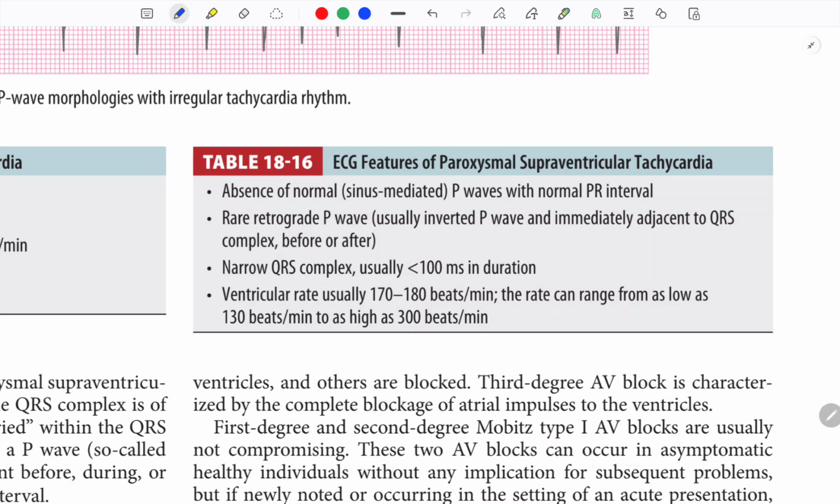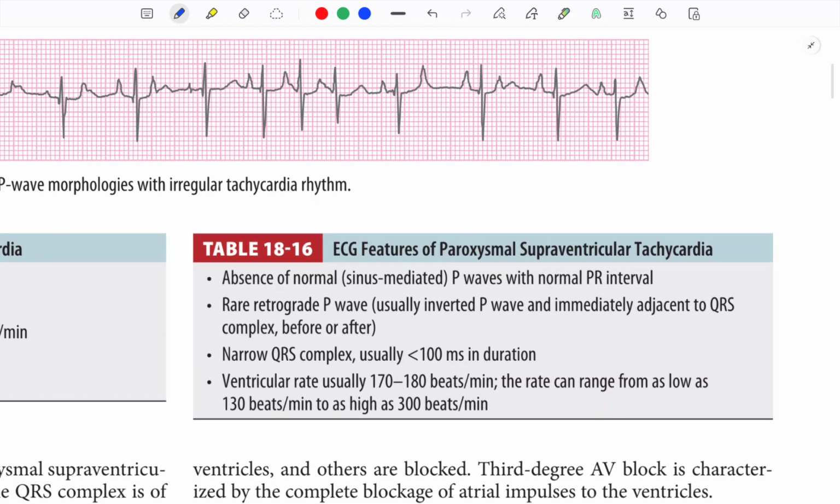What are the ECG features of paroxysmal supraventricular tachycardia? There is absence of normal P waves. You will not find P waves because it is an AV nodal reentrant tachycardia. PSVT is AVNRT.